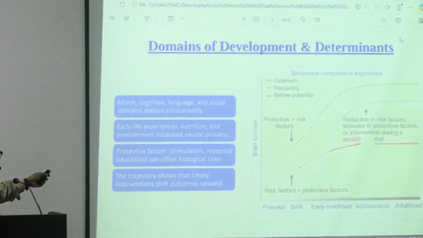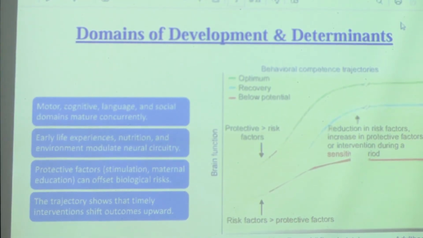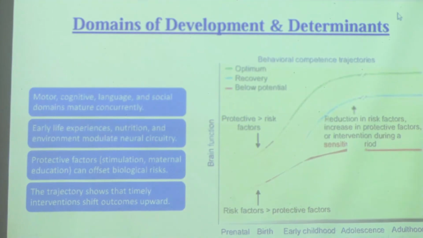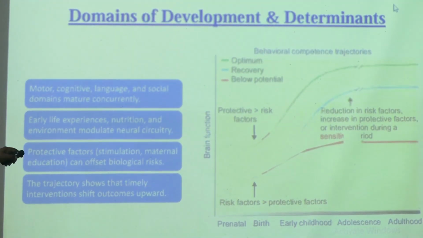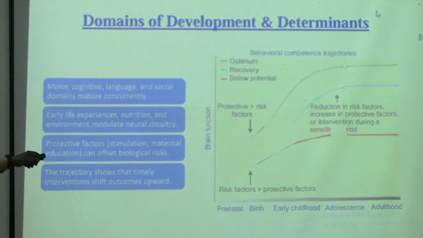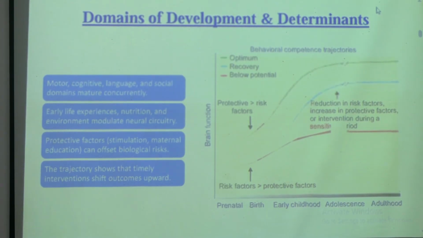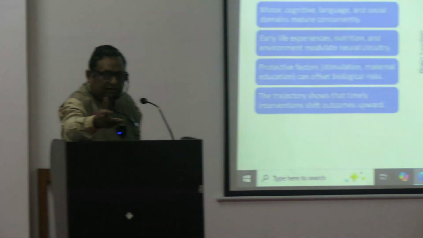So many genetic diseases influence the development. So early life experiences, nutrition, environment modulate development. Protective factors like stimulation, maternal education can offset the biological risk. So there is a graph I have shown you. Upper one is the normal birth development. The below one is where some risk factor is there in the development, like in the form of natal insult, maybe genetic disease, maybe anything, environmental factor.